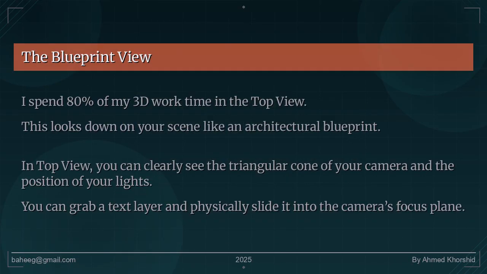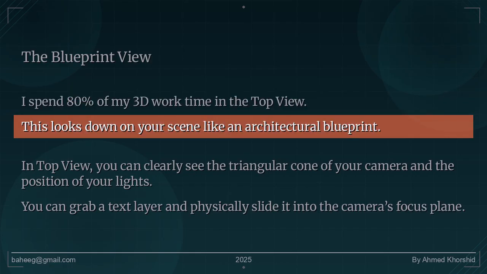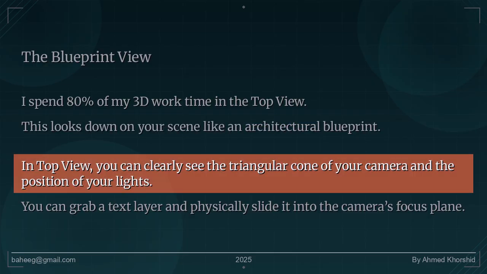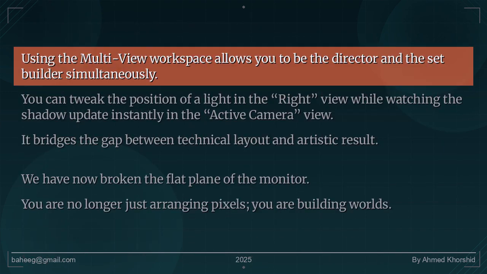The blueprint view. I spend 80% of my 3D work time in the top view. This looks down on your scene like an architectural blueprint. In top view, you can clearly see the triangular cone of your camera and the position of your lights. You can grab a text layer and physically slide it into the camera's focus plane. Using the multiview workspace allows you to be the director and the set builder simultaneously.